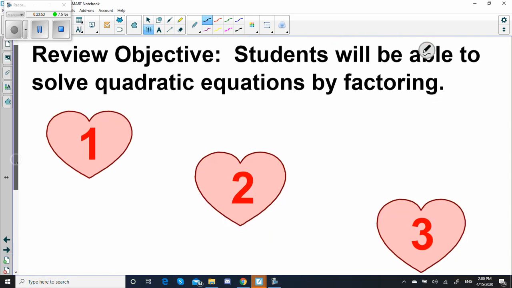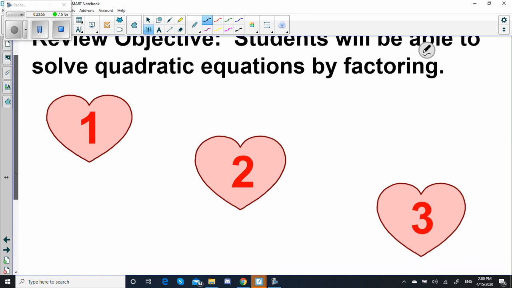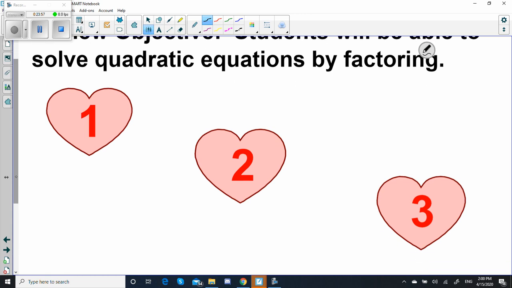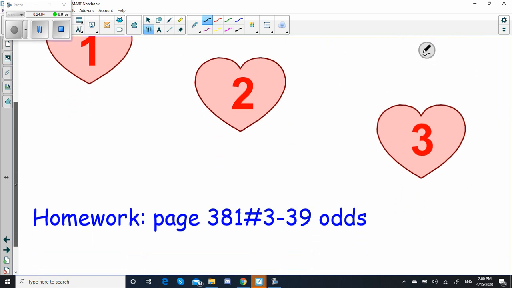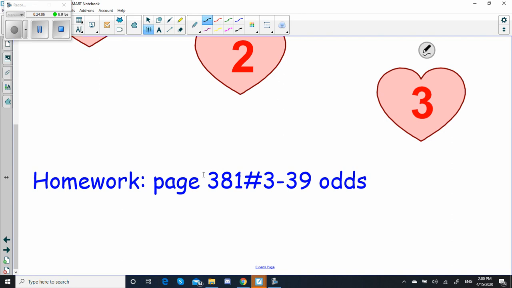Okay, so I'm all finished. I hope you are now able to solve using the GCF and then solve those quadratic equations by setting them equal to 0 and using those solving skills that we worked so hard on in Chapter 1. So your assignment is in Big Ideas. It's page 381, 3 to 39 odds. I would very much like you to do this online in Big Ideas if you can.